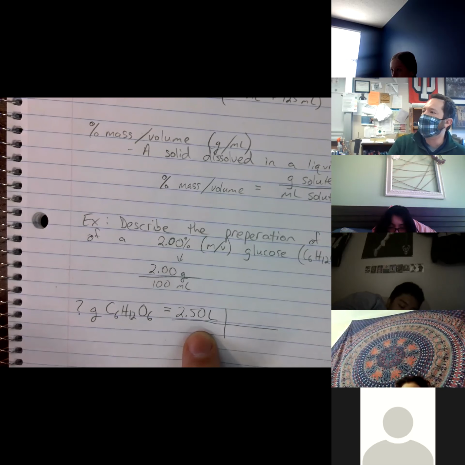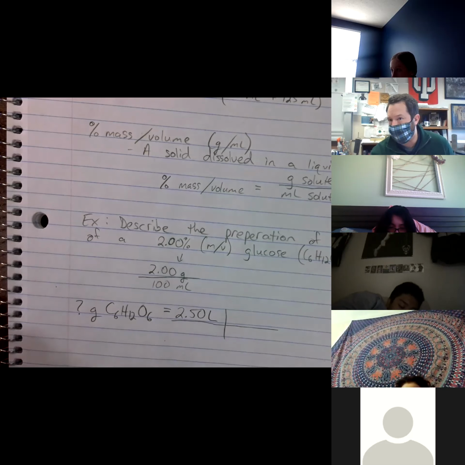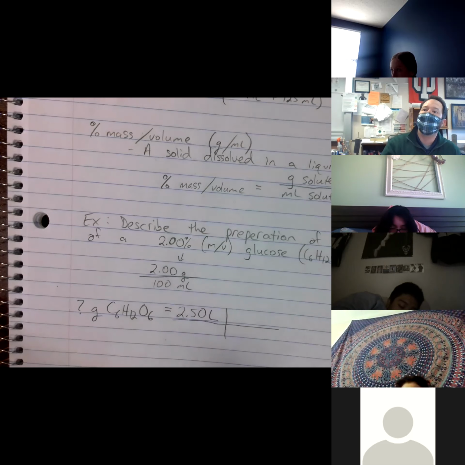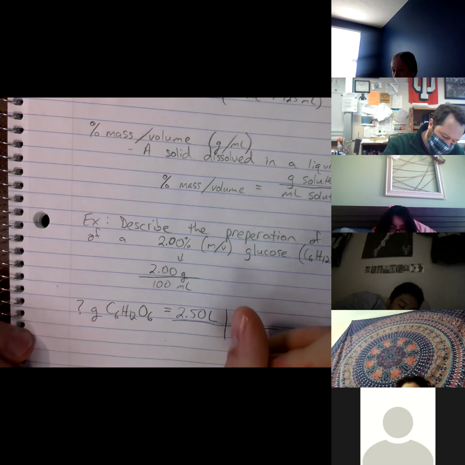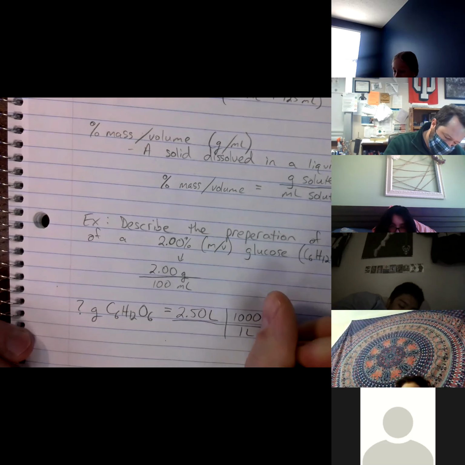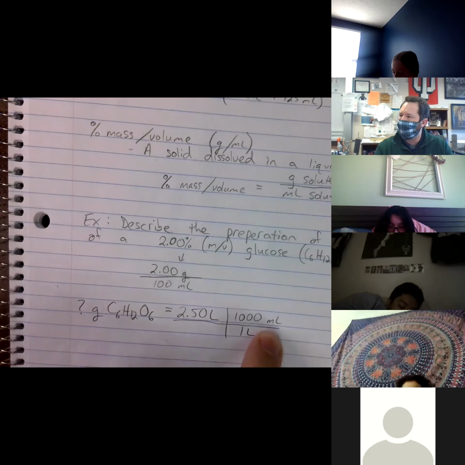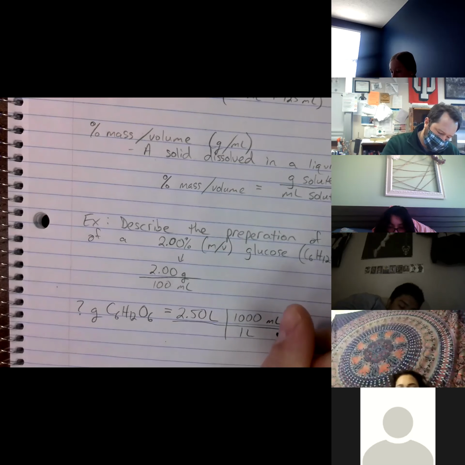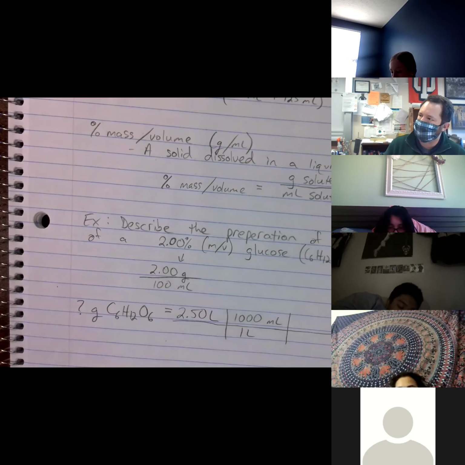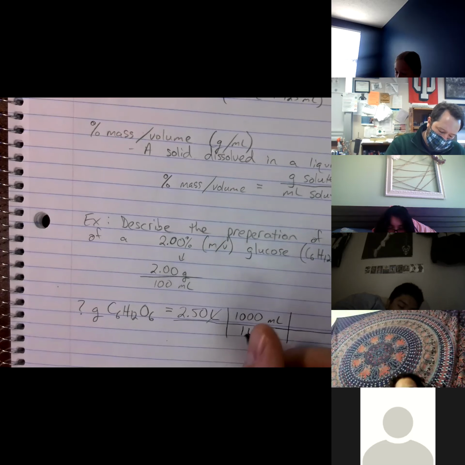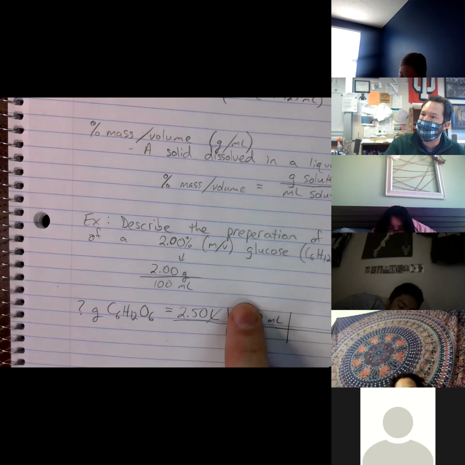All right, so we've got 2.5 liters. But guess what? We don't want liters. We want milliliters. First thing we've got to do is convert this into milliliters. Hopefully we all remember some of our basic conversions from first semester. There are 1,000 milliliters in 1 liter. Now that we've got milliliters, cross out the liters.